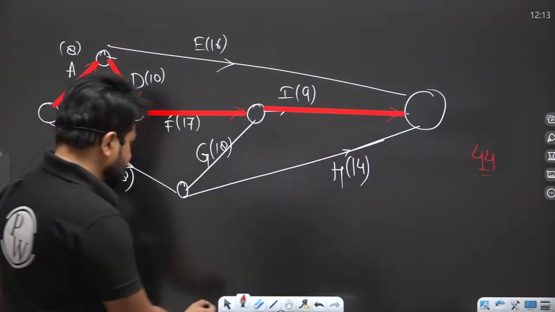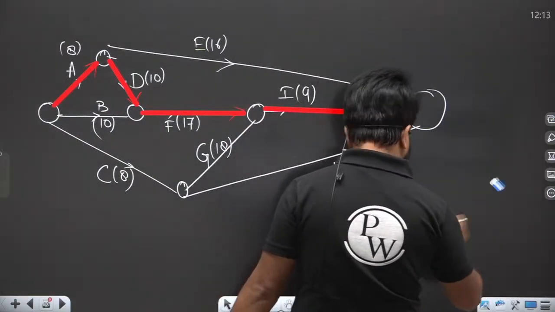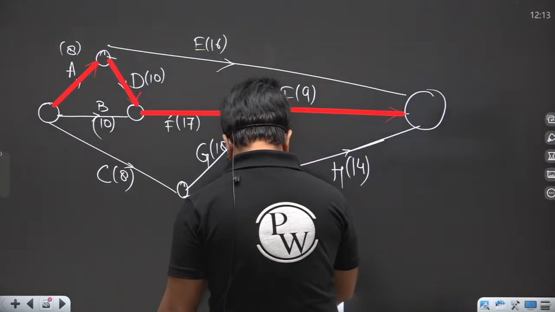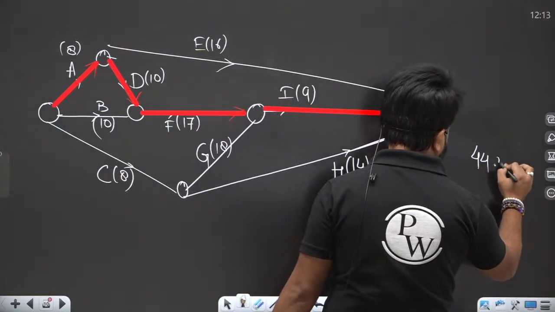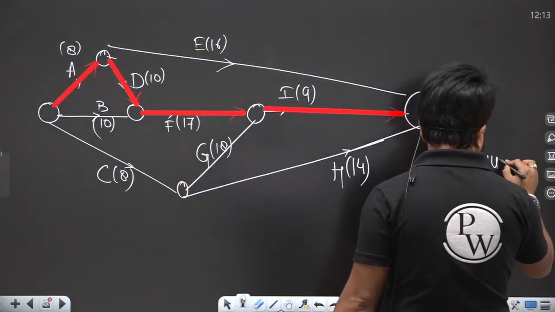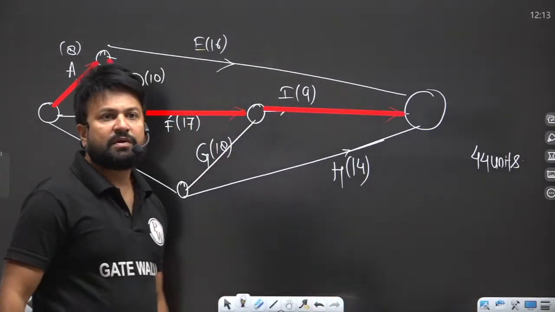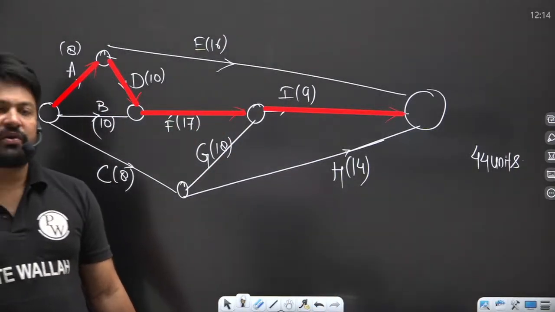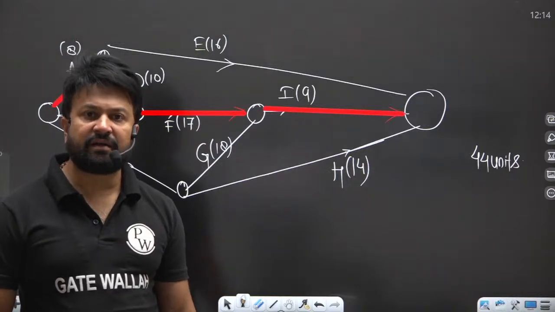So my dear, here the correct answer is 44 days or units. Whatever be the unit of time, it will be 44 units. Yes or no? Is that clear?